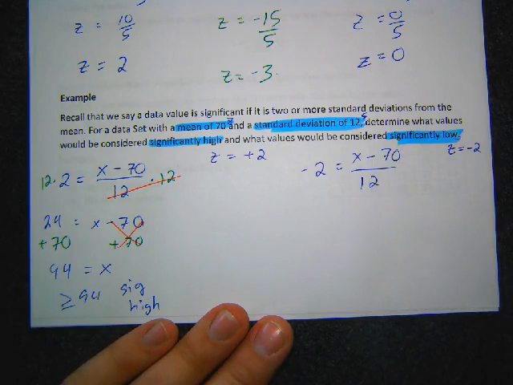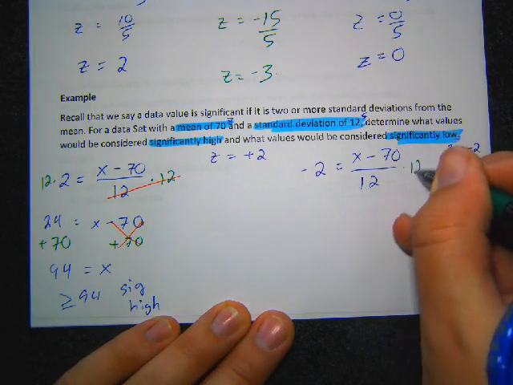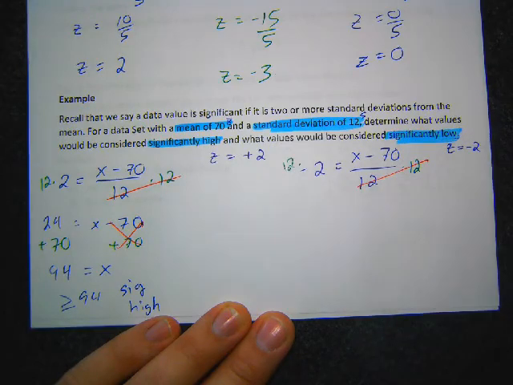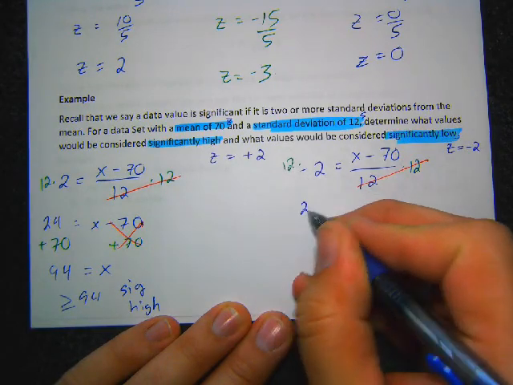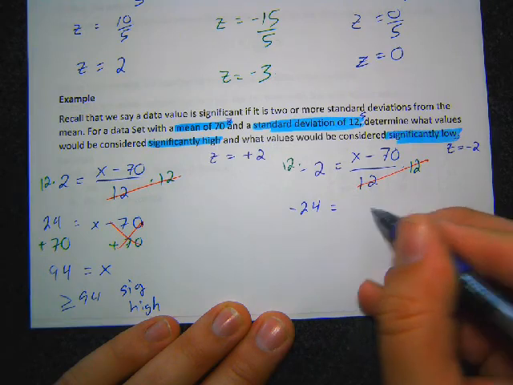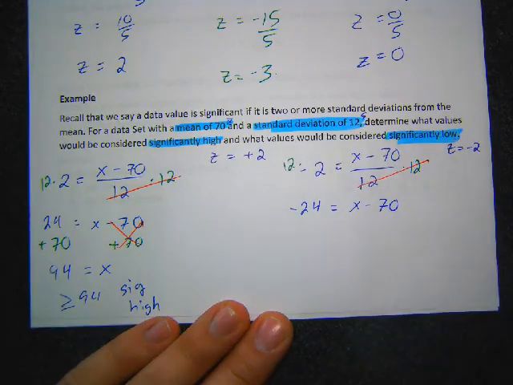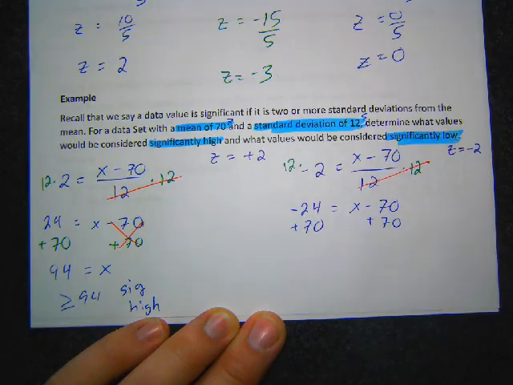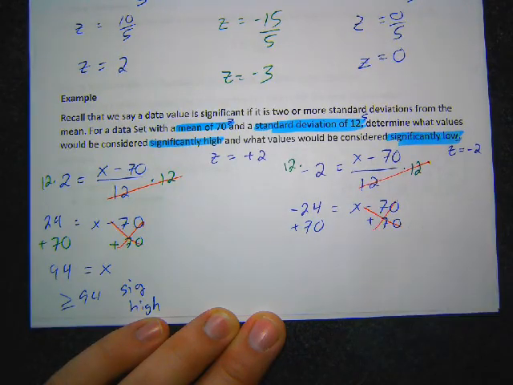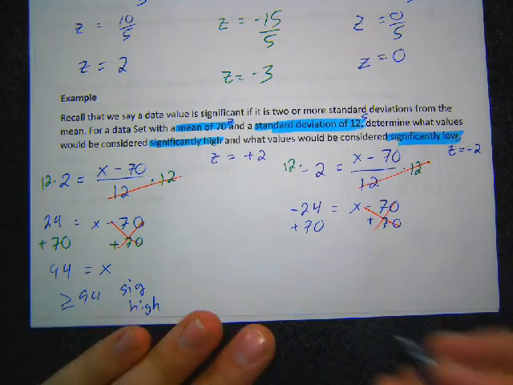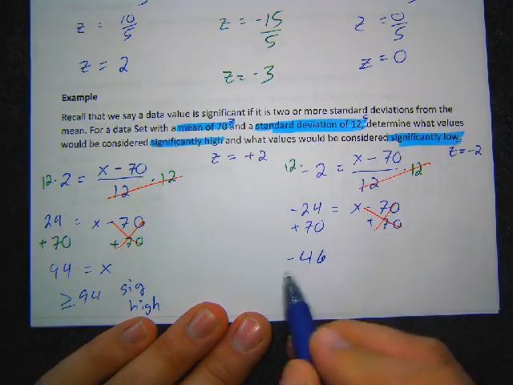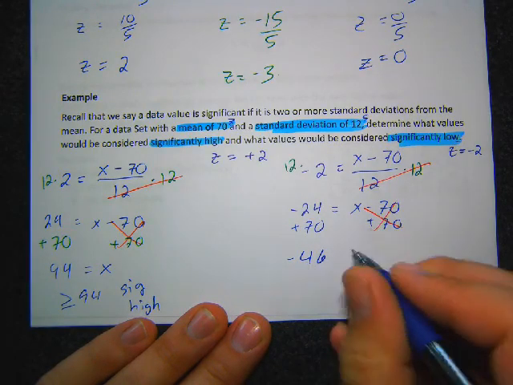Okay, so I multiply both sides by 12 again. It's basically the same process. We multiply both sides by 12, cancel that 12. 12 times -2 is -24. It's still a negative. x minus 70 because the 12 is canceled. I'm going to add 70 to both sides, so I get rid of this minus 70. Negative 24 plus 70 is going to be 46, if I'm doing math right. Yeah, it looks like 46 is what x will be.